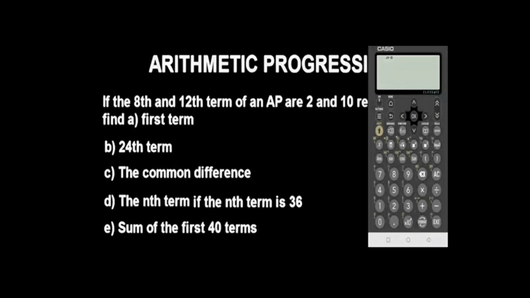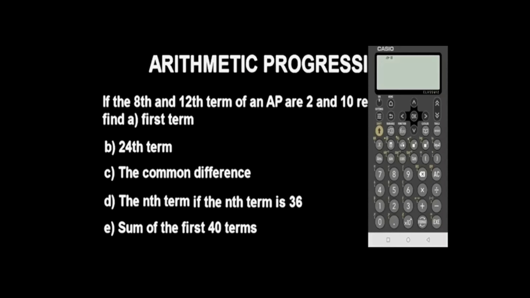We are going to learn how to solve problems involving arithmetic progression using this Casio fx-991 CW calculator in seconds for multiple choice questions. So let's get started. The very first thing to do to begin to solve this problem is to reset the calculator to put it in default mode.